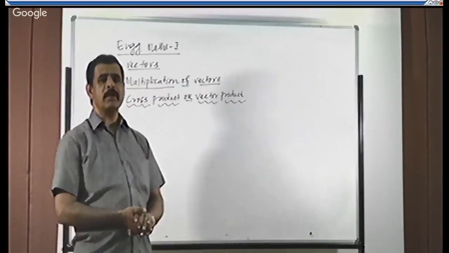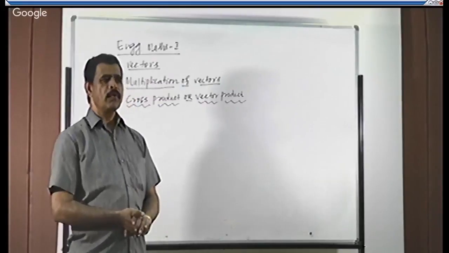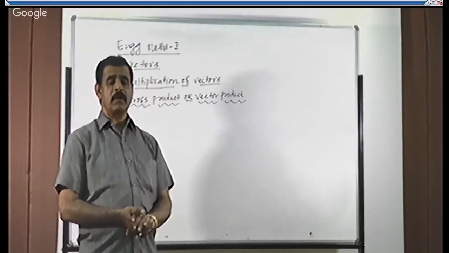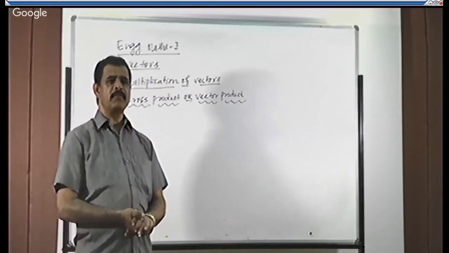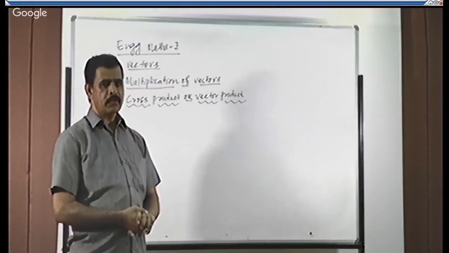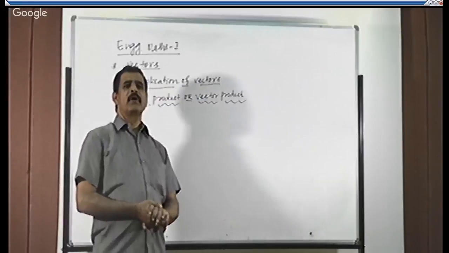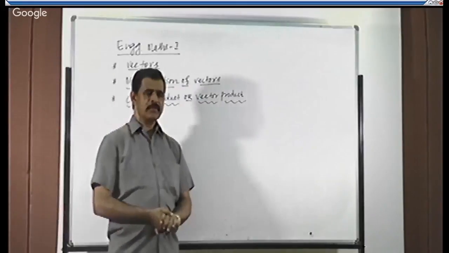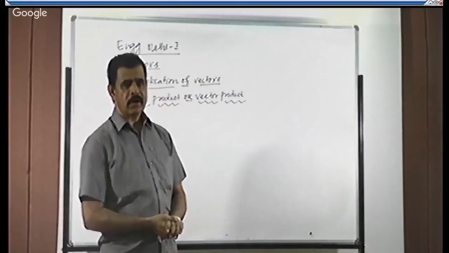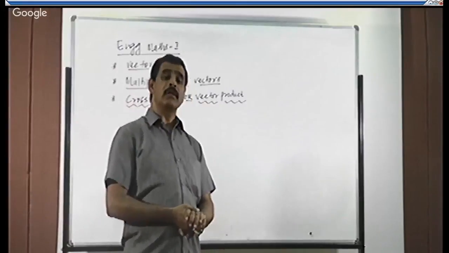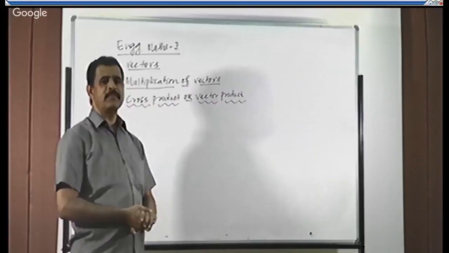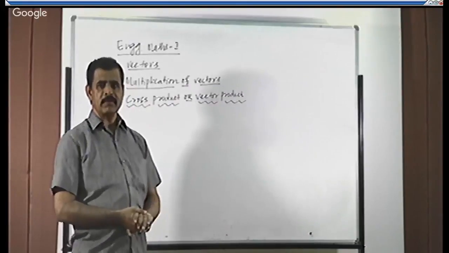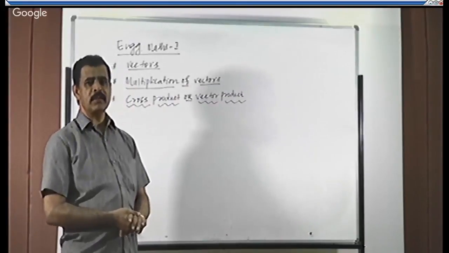What is the dot product? How can we use it? We discussed the properties of the dot product, that is the cosine of the angle between the vectors, a vector projecting on another vector, and an application of vectors, that is work done. We discussed all those things in the last class.